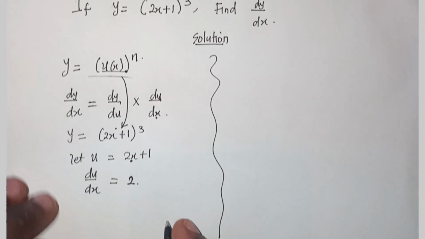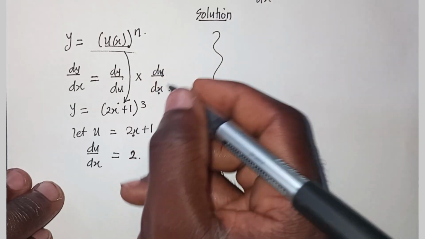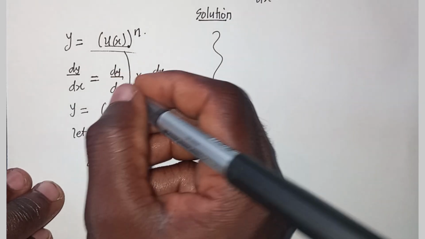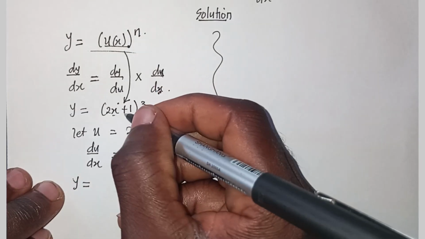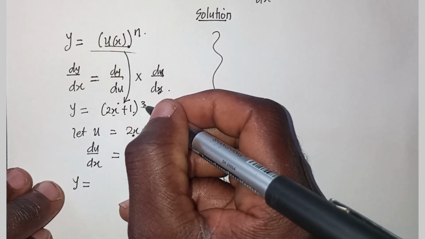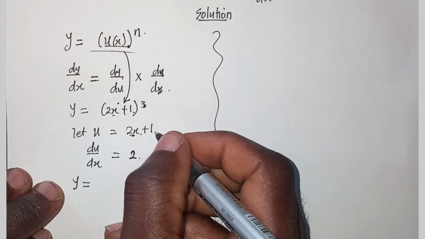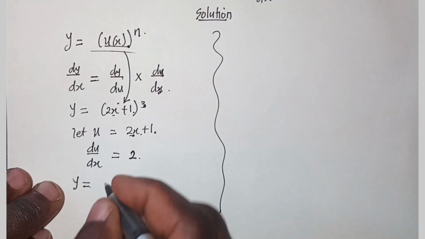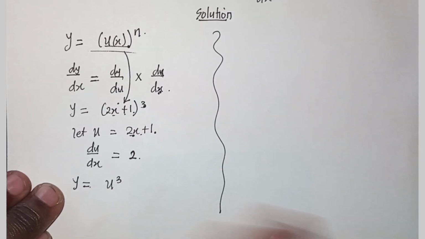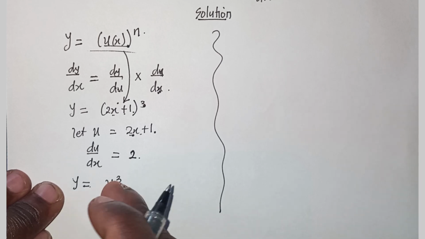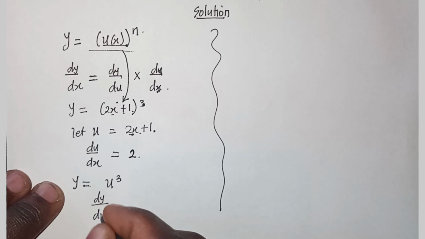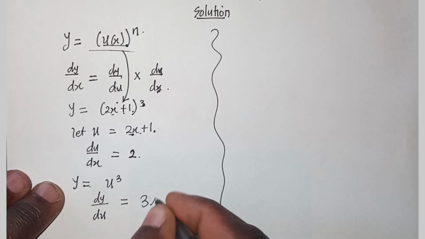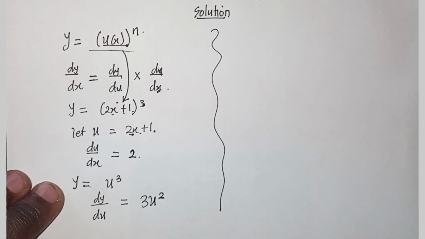If we already have du/dx, what else do we need? dy/du. We now have to recall that if our y equals (2x + 1) raised to power 3, and we have our u equals 2x + 1, then y now is u raised to power 3. As simple as that. If y equals u cubed, then dy/du will now be 3u squared. This is what we have now.